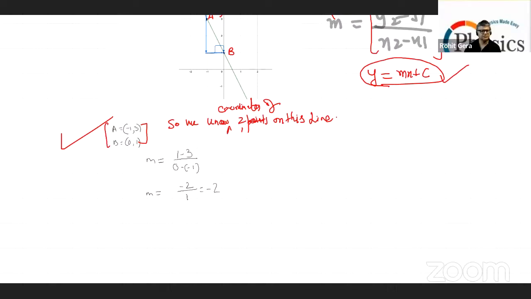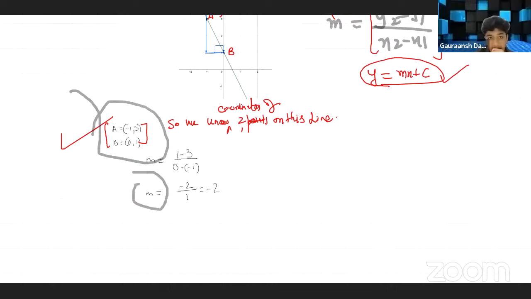Any doubts? No, I've got it. So it'll be y minus y1 equals m times x minus x1. You know the points on the line and you know the gradient. Find the equation. So y minus y1, which is y minus.